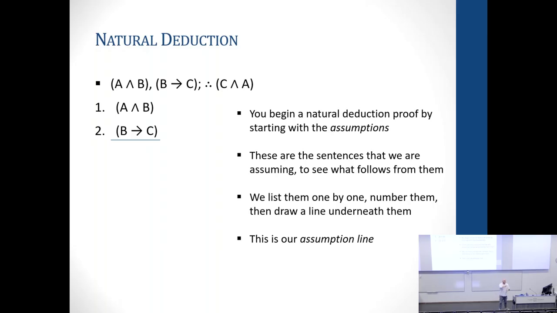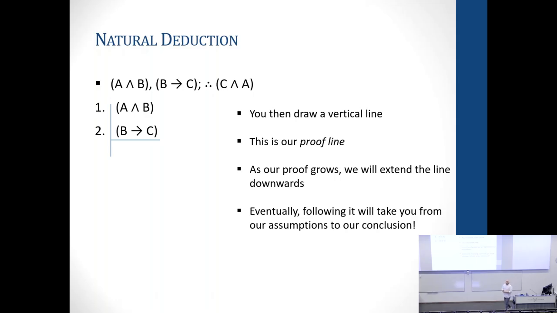So we list them, we draw our horizontal line, okay? Now the next thing we're going to do is draw a vertical line. And this vertical line is our proof line. It's going to start with the first premise, drop all the way down, and it's going to end with the conclusion. So the last line to be written on our proof line, in this case, is going to be C conjunction A, right? It's the result we want to get to. As our proof grows, we will extend the line. And every sentence that we add, we number.